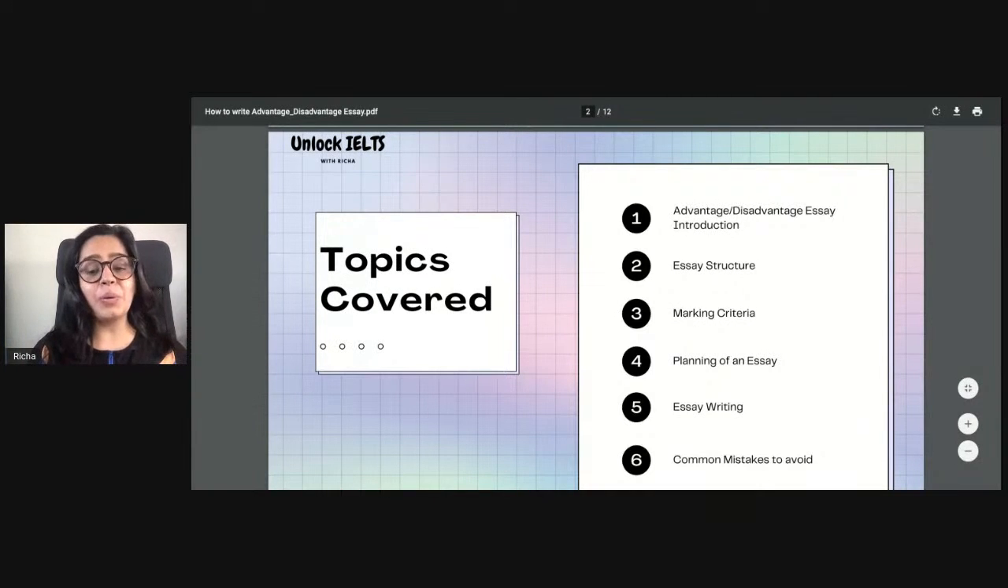Then we'll actually implement those planning steps while writing an essay of the advantage disadvantage type. And lastly, we'll see the common mistakes which you need to avoid if you want to score at least band 7 in your IELTS writing section.